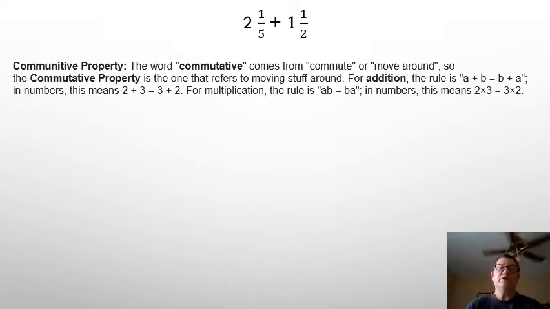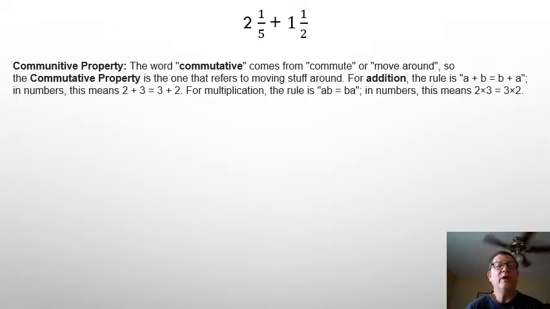Now, before we get started, we need to talk about the commutative property. The commutative property comes from the word commute, or to move around. So the commutative property is one that refers to moving stuff around. For addition, that means that A plus B equals B plus A.